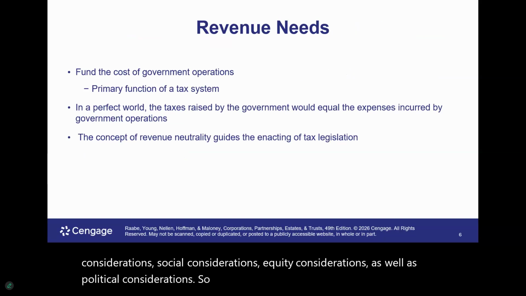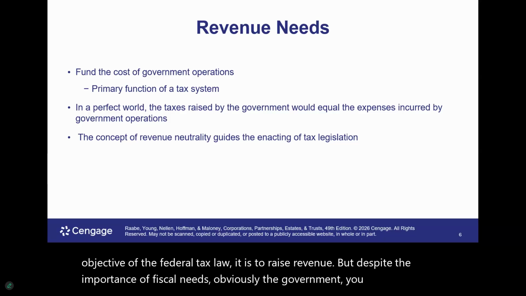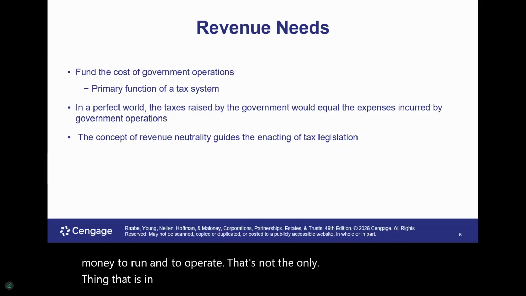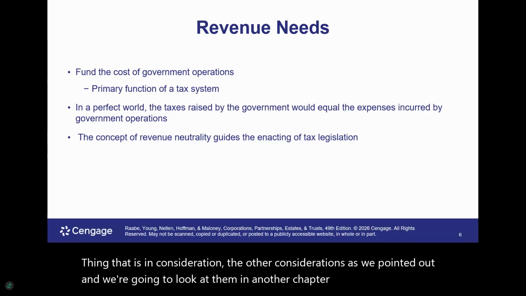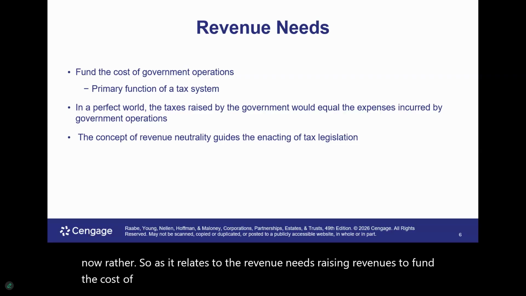As it relates to revenue needs, yes, the primary objective of the federal tax law is to raise revenue. Despite the importance of fiscal needs, obviously the government needs money to run and operate, that's not the only thing in consideration. The other considerations, as we pointed out, we're going to look at in a few slides from now. So raising revenues to fund the cost of government, yes, that's the primary function of the tax system.